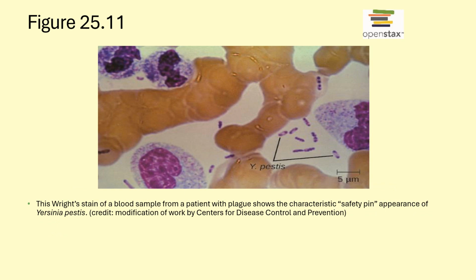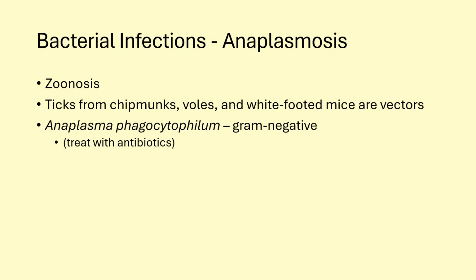This is a blood sample from a patient where you're looking at what they call a safety pin appearance of Yersinia pestis. When you look at it, see right here, they look like little purple safety pins. That's classic and unique to it. That's what you do not want to see in a blood sample.